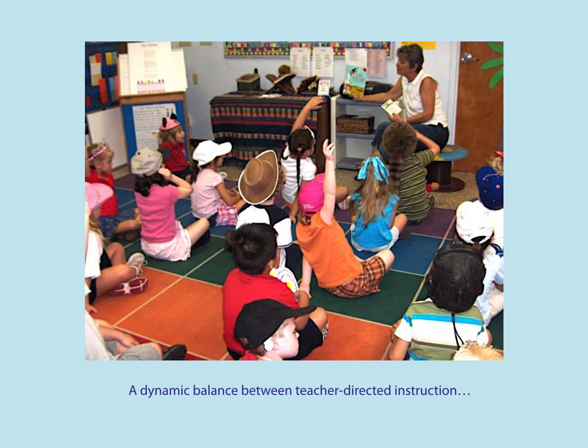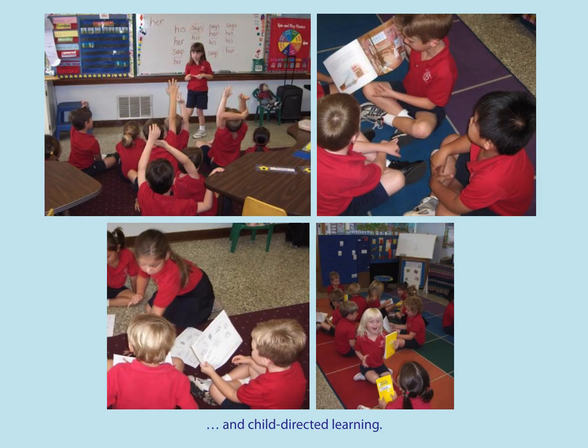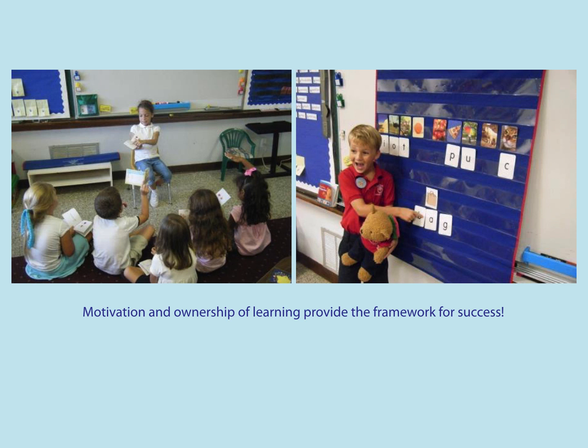The Starfall Kindergarten curriculum provides a dynamic balance between teacher-directed instruction and child-directed learning. Children participate in leading discussions, choosing other children to answer questions, and work with partners to discuss questions and practice skills. Motivation and ownership of learning provide the framework for success in the Starfall Kindergarten classroom.